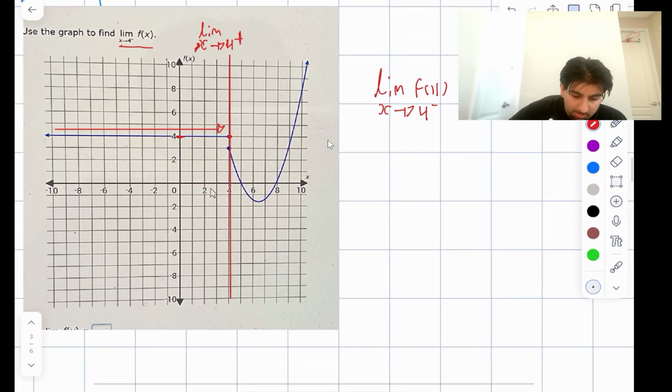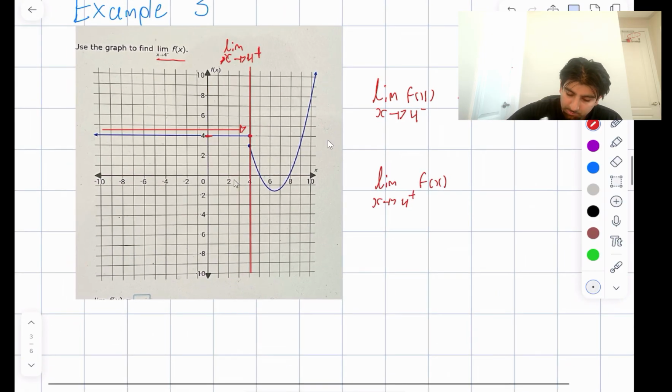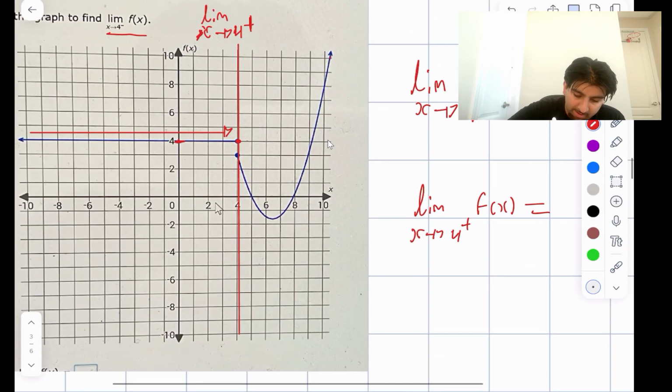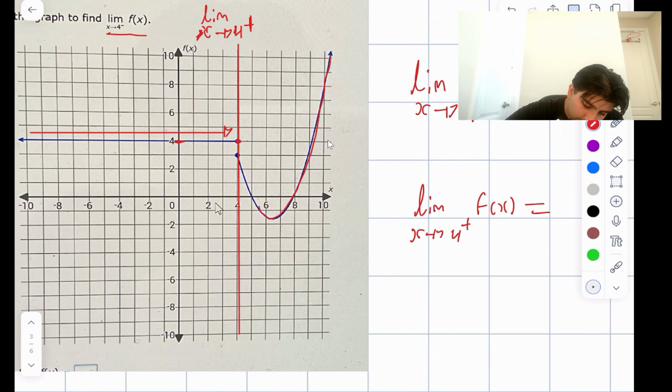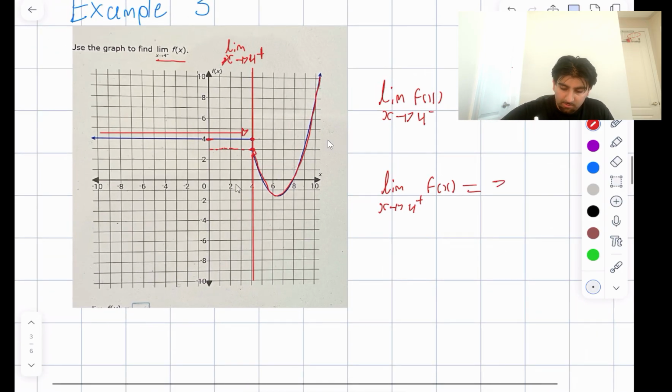We move along. Now we're going to do the right side. Limit as x approaches 4 from the right side, f of x equals. Let's see what the limit of f of x as x approaches 4 from the right side is. So we're going to travel along this path. And as we get to 4, where are we? We're at 3 on the y-axis. So the limit of f of x as x goes to 4 from the right side is 3. Okay?